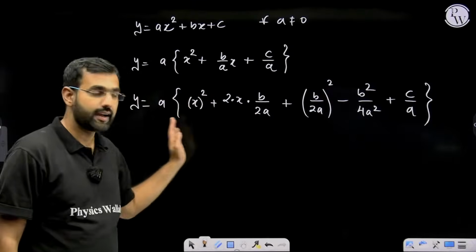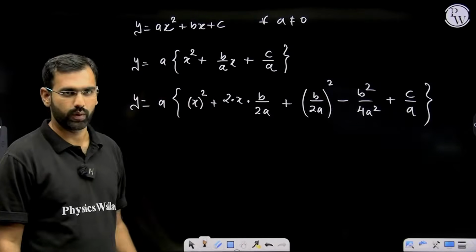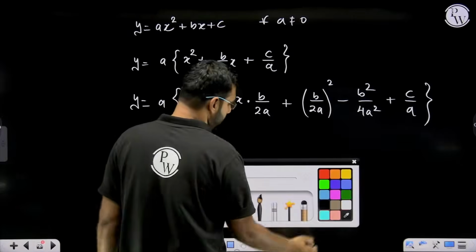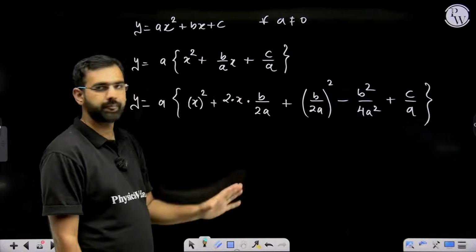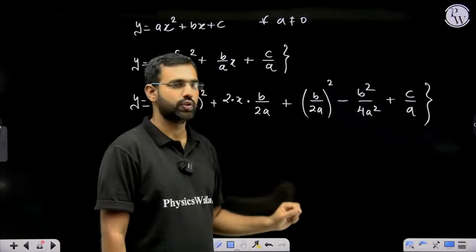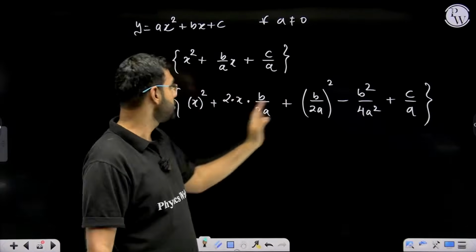Are you understanding how I converted it into a perfect square? What am I doing here? I repeat, I hope you are understanding that this 2 and this 2 are cancelled. So this is xb by a. This and this are cancelled. So I'm left with c by a. So this equation is nothing but this only.